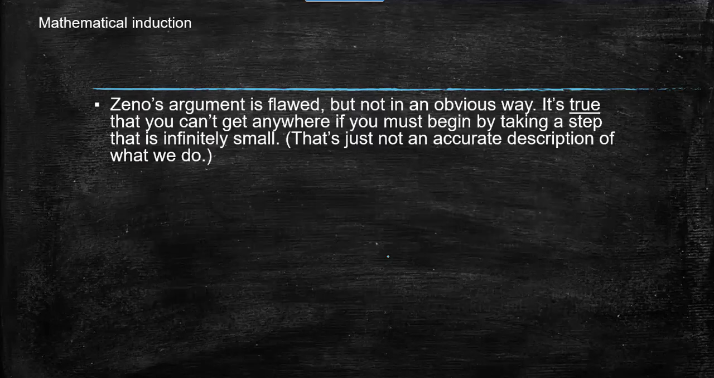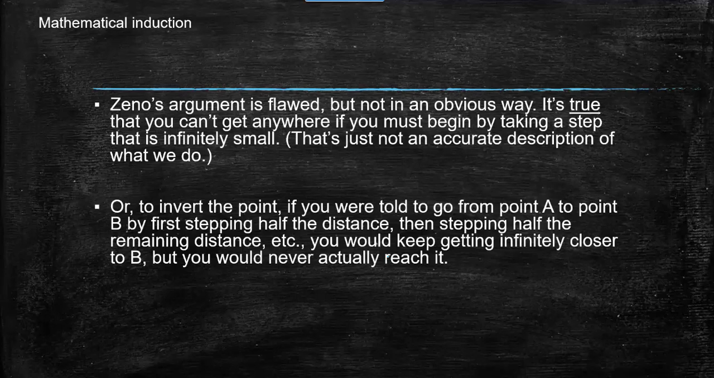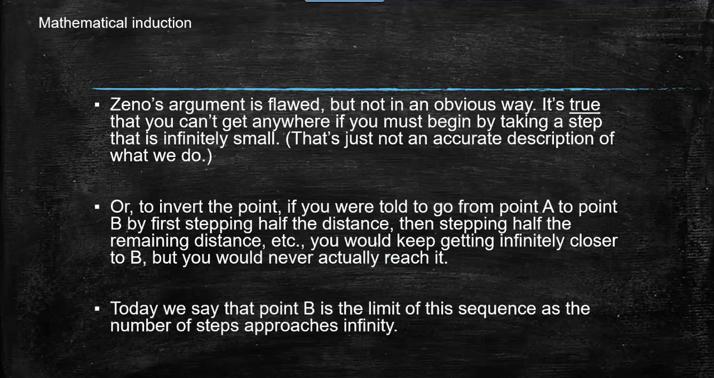Zeno's argument is flawed, but not in an obvious way. It's true that you can't get anywhere if you must begin by taking a step that is infinitely small. That's just not an accurate description of what we actually do. Or to invert the point, if you were told to go from point A to point B by first stepping half the distance, then stepping half the remaining distance, etc., you would keep getting infinitely closer to B, but you would never actually reach it. Today, we say that point B is the limit of this sequence of steps as the number of those steps approaches infinity.